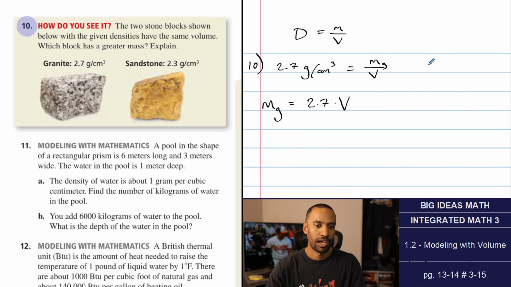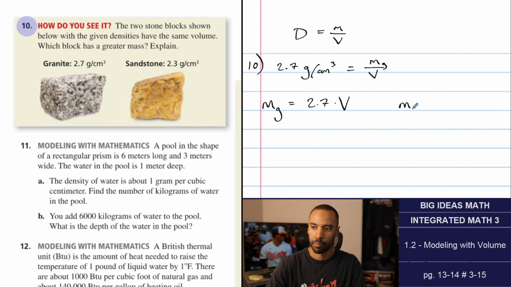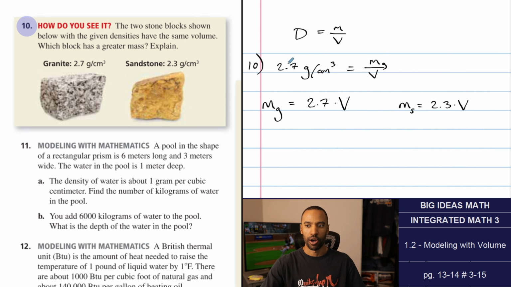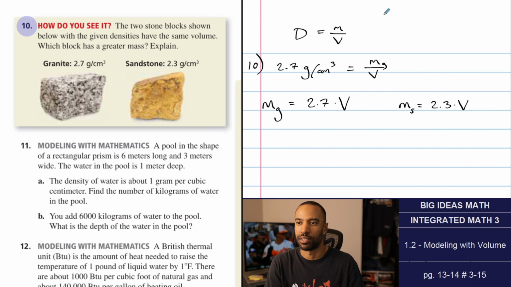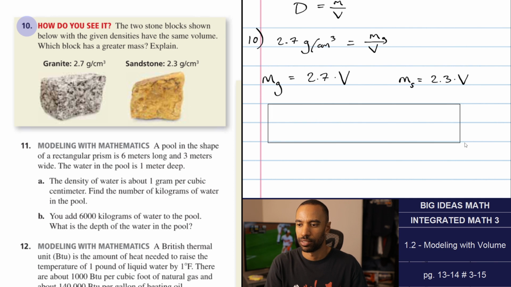Now the mass of sandstone, I'll just do it this way. Mass of sandstone is going to be 2.3 times some V. If the V is the same for both, this one that has more density should therefore also have more mass. So, which one has greater mass? Explain. Granite. Granite has greater mass.